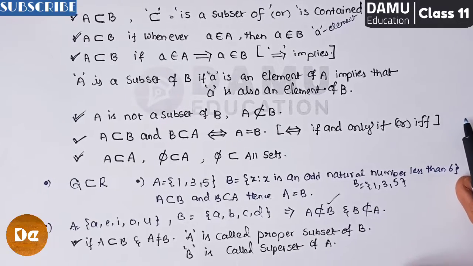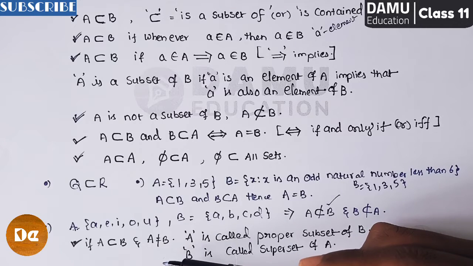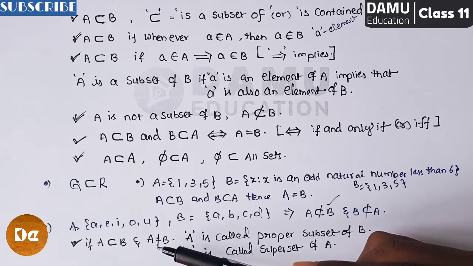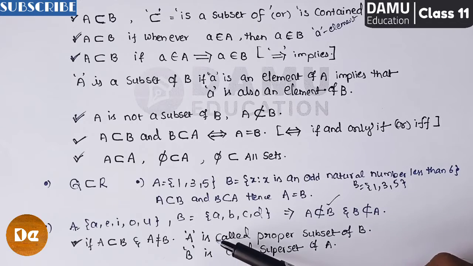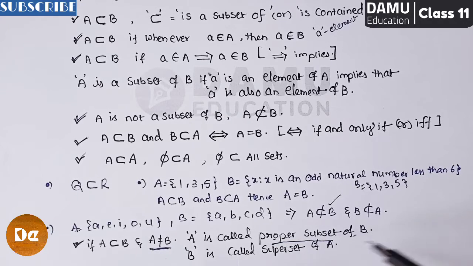Next one. If A is a subset of B and A is not equal to B, correct? Then A is called a proper subset of B. If this condition exists, all the elements present in A are contained in B, but both sets are not equal. That condition you have to observe here. Both sets are not equal, then A is called a proper subset of B.